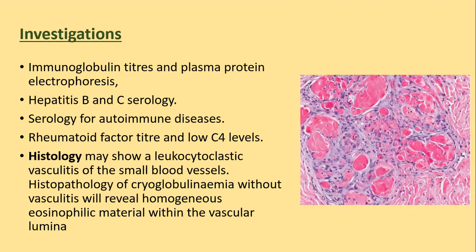Investigation. Immunoglobulin titer and plasma protein electrophoresis should be ordered. Hepatitis B and C serology should be ordered. Serology for other autoimmune diseases should be sent. Rheumatoid factor titer and C3 and C4 levels should be ordered, which are low. Histology will show leukocytoclastic vasculitis of small blood vessels. And in cryoglobulinemia without vasculitis, there will be homogeneous eosinophilic material deposited within the blood vessels.